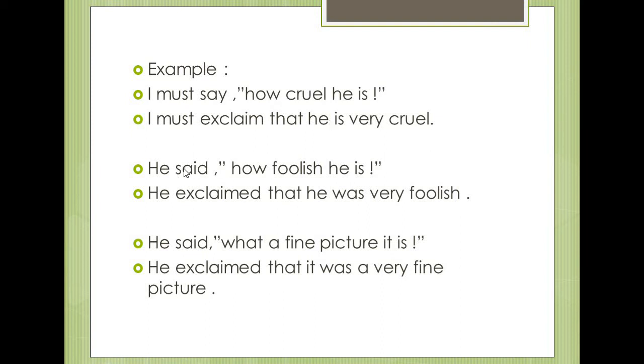The second example: He said, "How foolish he is!" Now this is my direct speech. When changing it into indirect form, my statement will be: he exclaimed. In place of the reporting verb I put the word "exclaim", and after the comma, toward my specific statement, I put "that he was very foolish." Instead of the note of exclamation, in my indirect form I put a full stop.